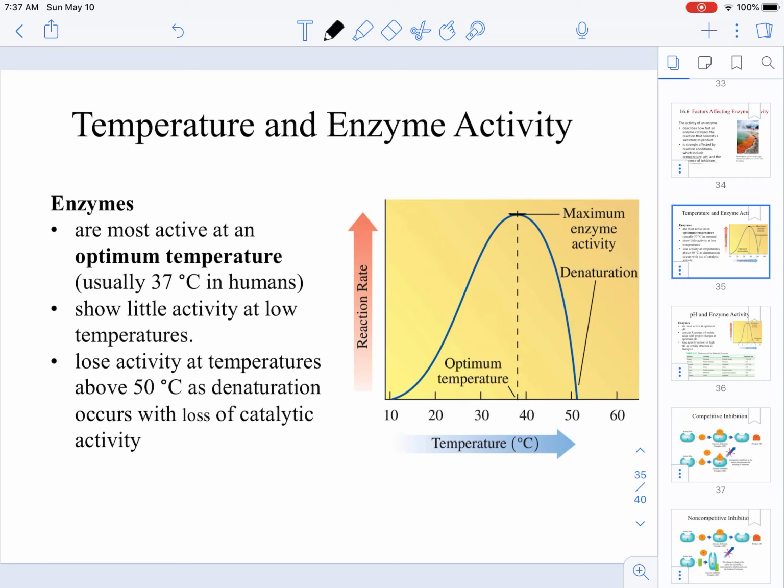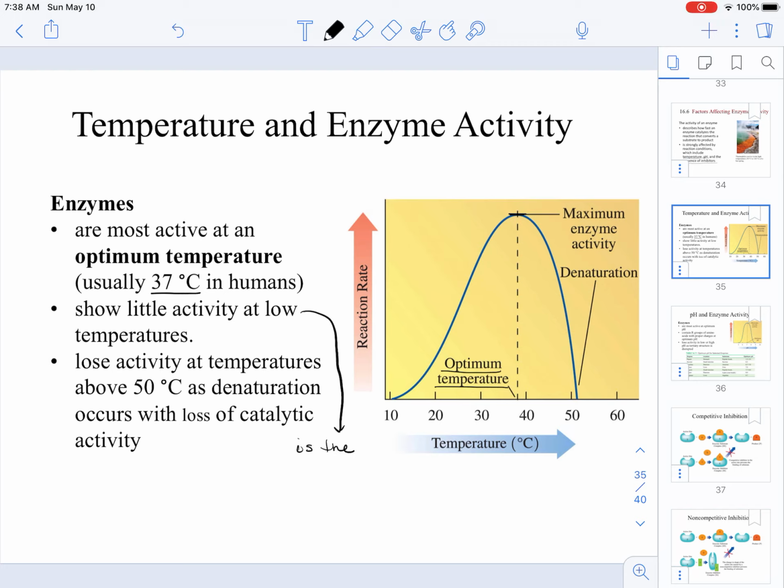When it comes to temperature and enzyme activity, understand that enzymes are going to have what is called the optimum temperature. And the optimum temperature is simply the temperature at which your enzyme is the most active. When it comes to the human body, that temperature is 37 degrees Celsius because that's the temperature of the body. When temperatures go lower or higher, it affects the activity, but it affects it for different reasons.